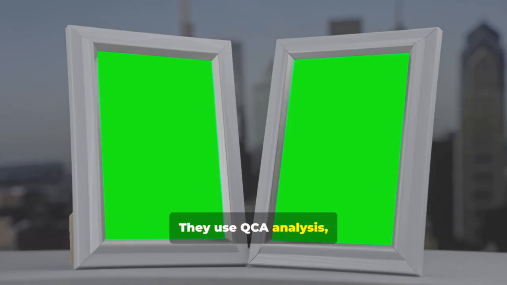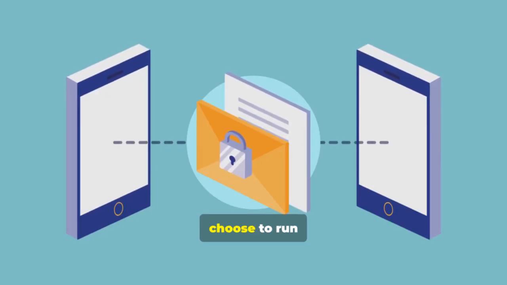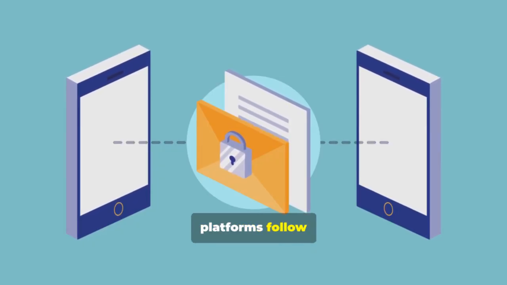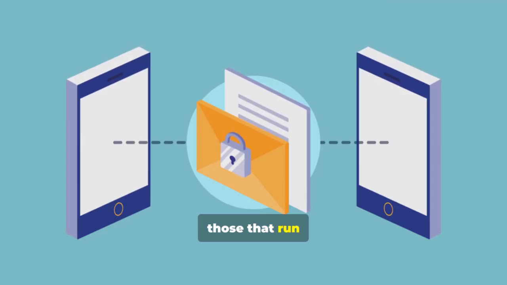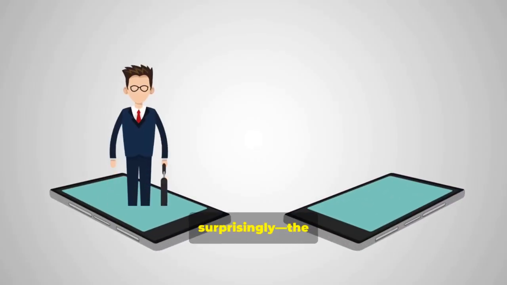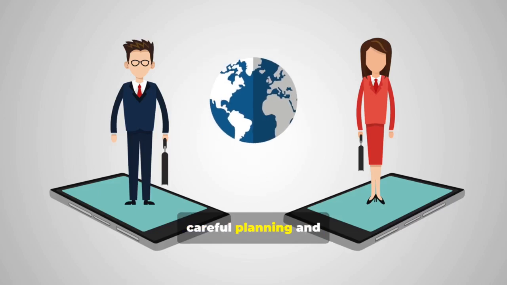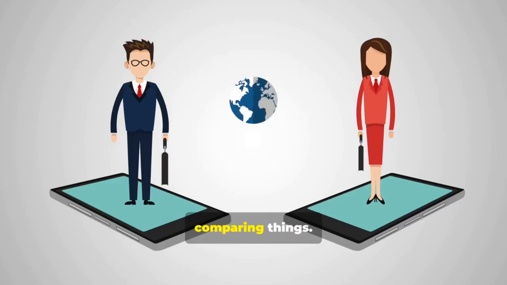They use QCA analysis, which is a way to compare things, to show how companies that choose to run multi-sided platforms follow different paths than those that run single-sided models. And, usually, though maybe surprisingly, the multi-sided platform companies avoid careful planning and rely a lot on thinking by comparing things.